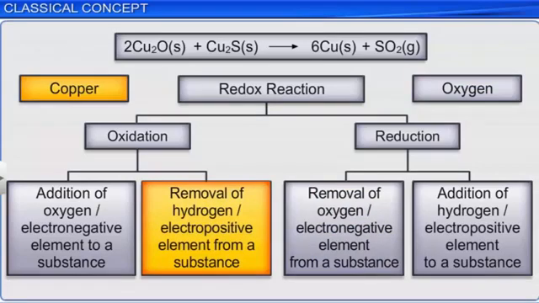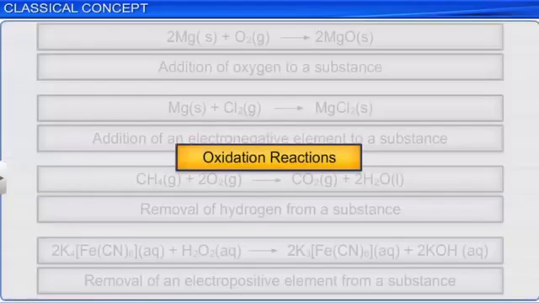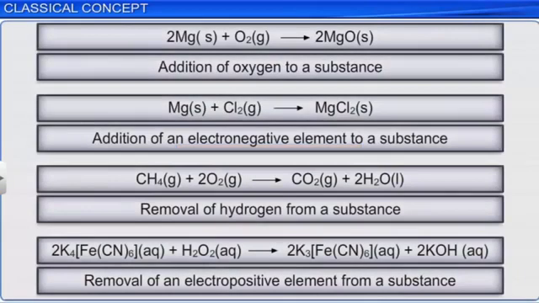According to the classical definition of oxidation, here are some examples of oxidation reactions. In the first equation, adding oxygen to magnesium gives us magnesium oxide. In the second equation, chlorine, an electronegative element, is added to magnesium. The result of this reaction is magnesium chloride. In the third equation, hydrogen is removed from methane, which is oxidized to carbon dioxide. The resultant products are carbon dioxide and water.